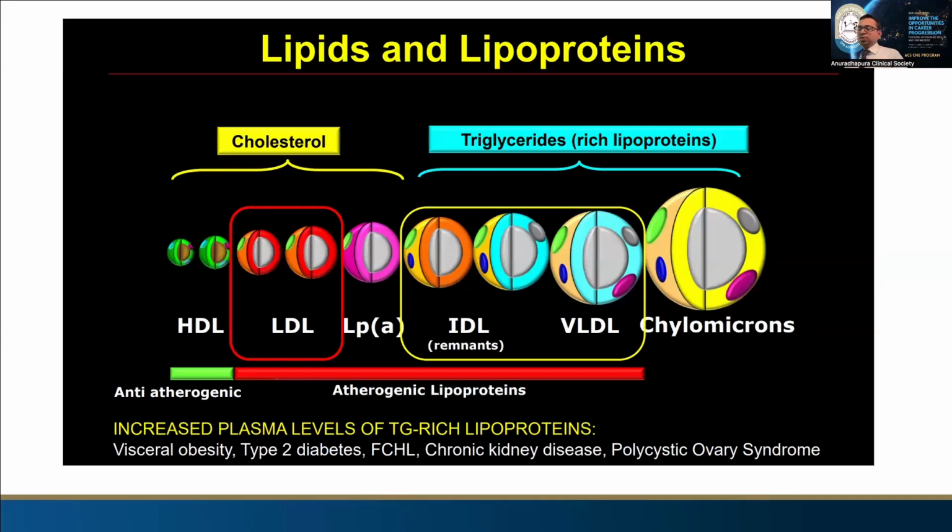Okay, so this cartoon shows the importance of the types of cholesterol and triglycerides. Here you can see the HDL and LDL. The cholesterol category also has another substance called Lp(a), and also triglyceride, which comes in intermediate density, very low density, and chylomicrons. When you consider these lipids, HDL is anti-atherogenic, and the others, other than the chylomicrons, are atherogenic lipoproteins.